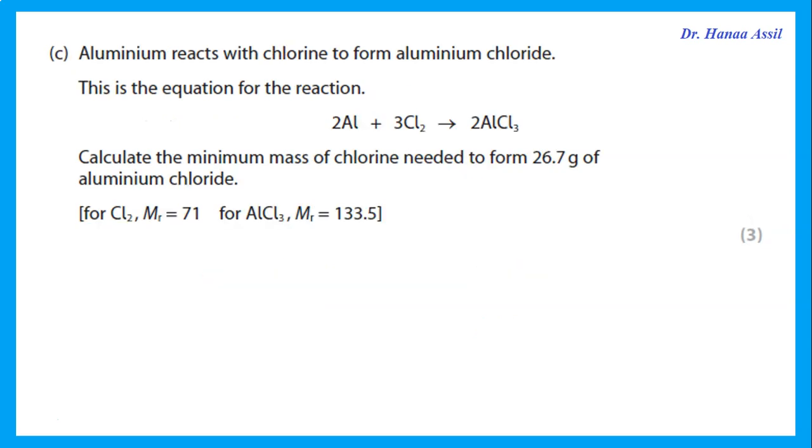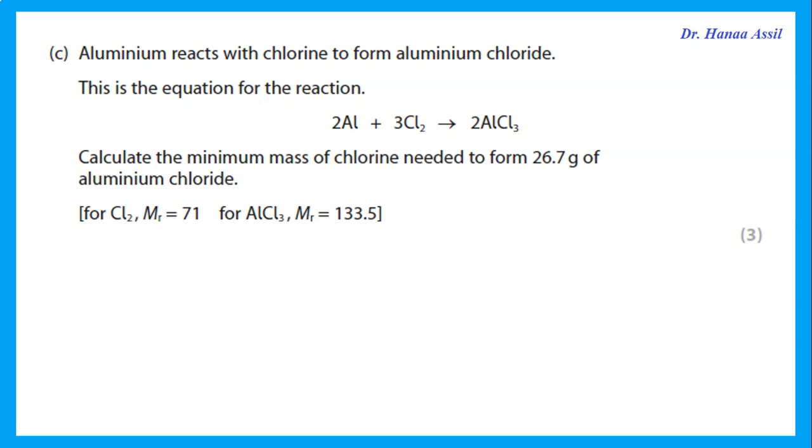Aluminium reacts with chlorine to form aluminium chloride. This is the equation for the reaction. Calculate the minimum mass of chlorine needed to form 26.7 grams of aluminium chloride. We want to make 26.7 grams of aluminium chloride. It's asking for the mass of chlorine.